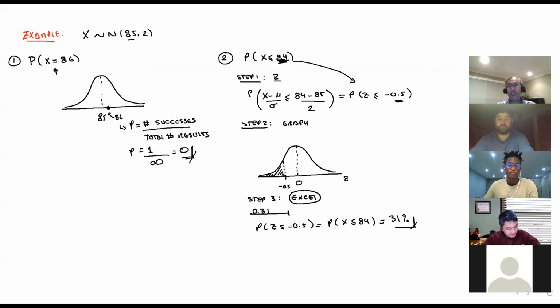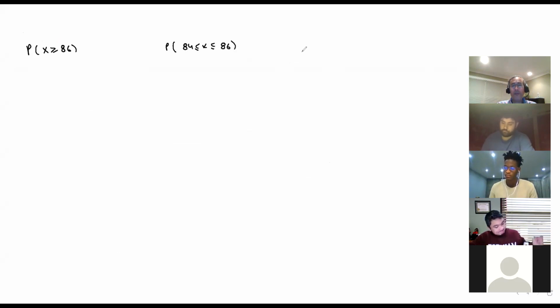Let's do more examples. So you tell me, guys, what is the probability of X larger than 86? What is the probability of X between these values here? And perhaps what is the probability of X larger than 84? Okay, guys, 5 minutes to do this.